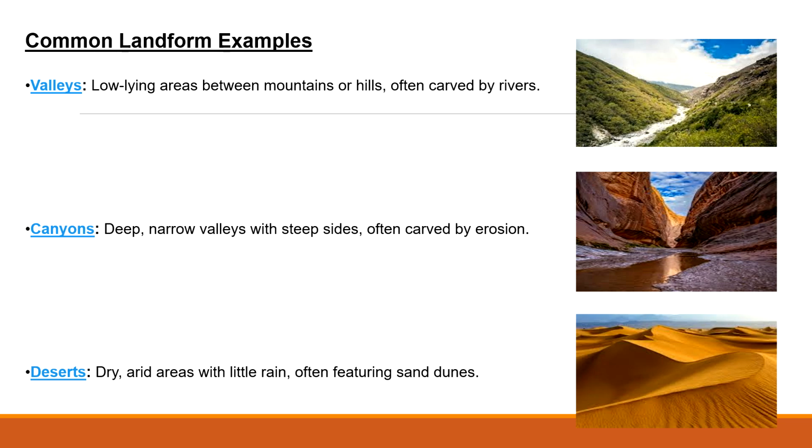Then next are deserts. Deserts are dry, arid areas with little rain, often featuring sand dunes. You might have heard that these are dry areas with less rainfall, known for sand and sand dunes. It will be clear from this given picture. Do you know which kind of plants are found in desert areas? Mostly thorny plants, the cactus plants you might have heard of. And the famous animal, the camel, the ship of the desert, is mostly found in desert areas.